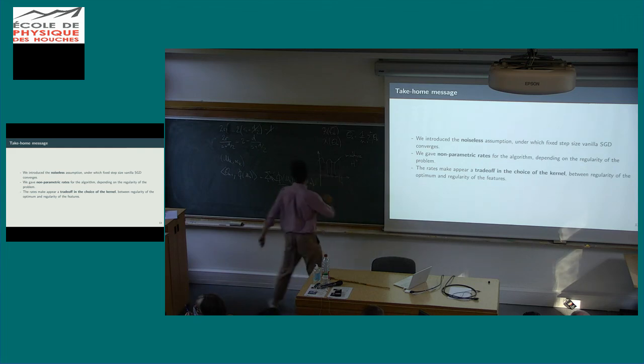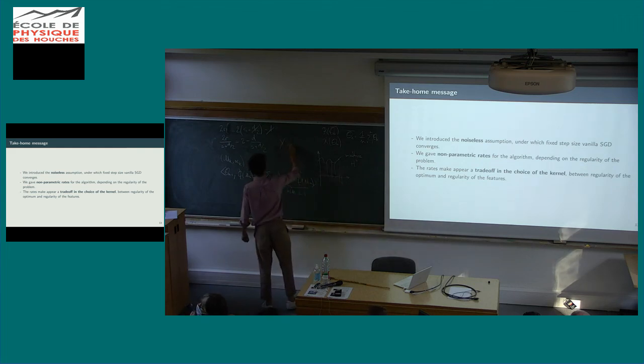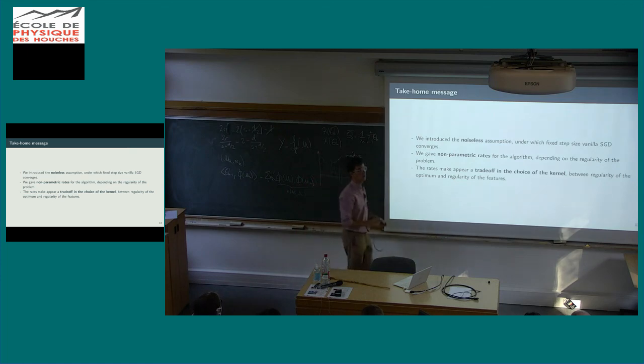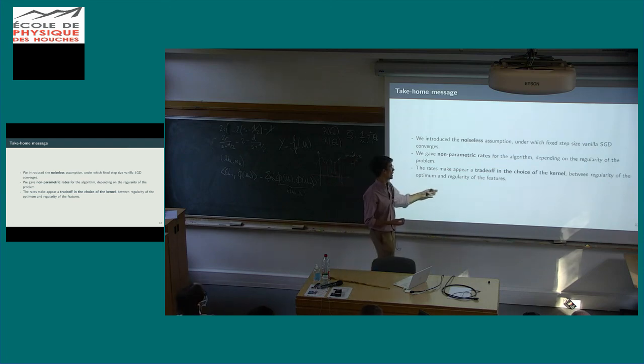The noiseless assumption is y equal f star of u. There is a rule giving y given u. You can achieve zero generalization error. And thanks to these rates, you can show the trade-off in the choice of the kernel. This trade-off is between the regularity of the optimum and the regularity of the features.